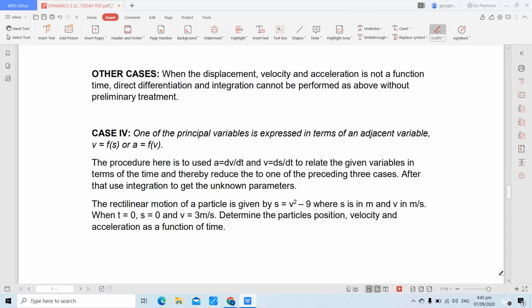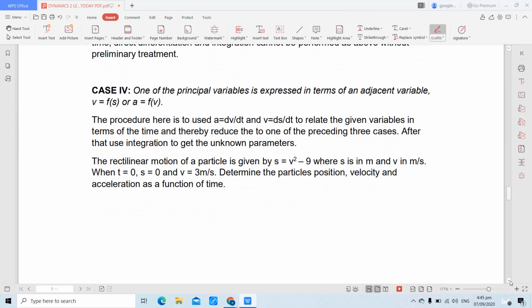Okay, let's take this example para ma-solve natin yung case number 4. We have here the rectilinear motion of a particle is given by s equivalent to v squared minus 9, where s is in meters and v is in meters per second. When the value of time is 0, the position is 0, and velocity is 3 meters per second. And that is our initial parameters. Determine now the particle's position, velocity, and acceleration as a function of time.